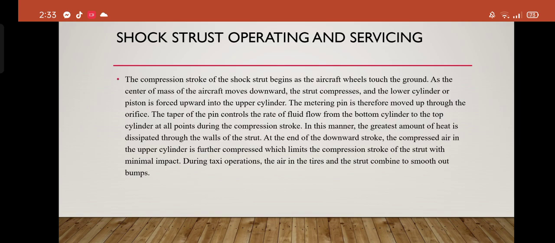In this manner, the greatest amount of heat is dissipated through the walls of the strut. At the end of the downward stroke, the compressed air in the upper cylinder is further compressed, which limits the compression stroke of the strut with minimal impact. During taxi operations, the air in the tires and the strut combines to smooth out bumps.